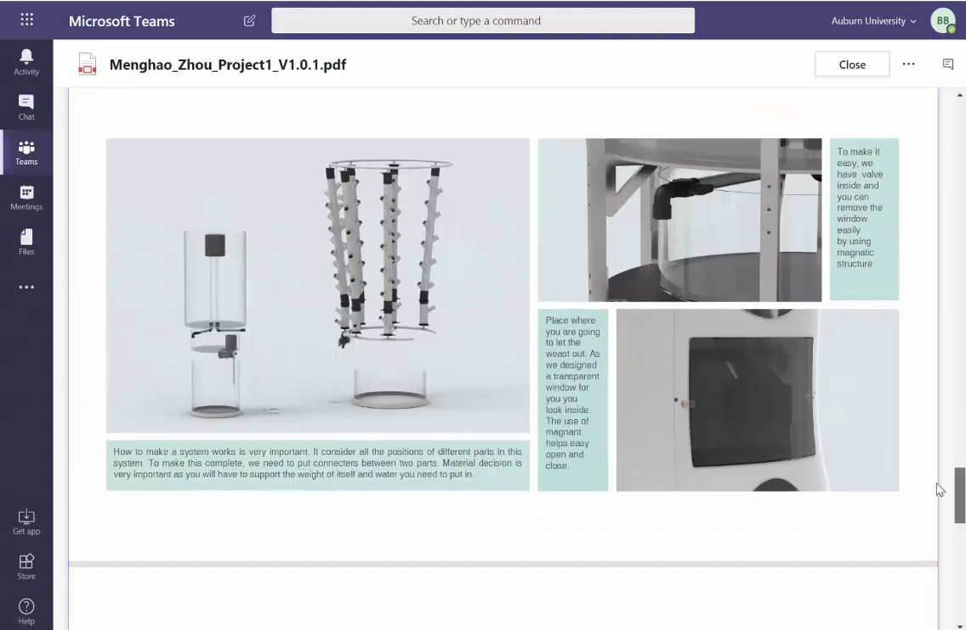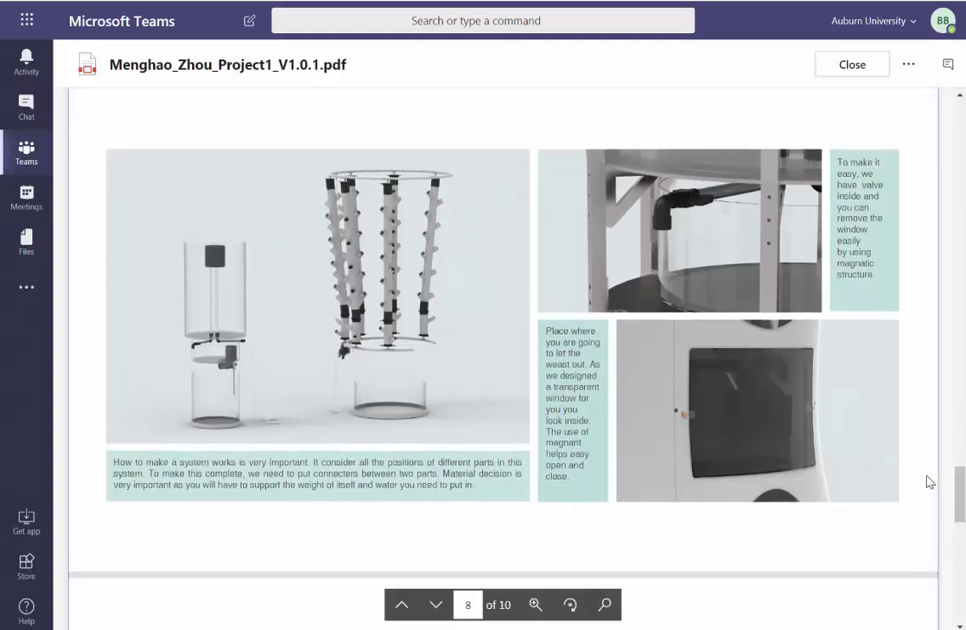These are, in comparison, bad renders. I still don't understand what's going on. I'm not going to read. Like, I'll read a few words. Place you are going to let the waste out. Waste, spell check, please. But I don't know the inputs. I don't know where the fish go. I don't know where the food goes.